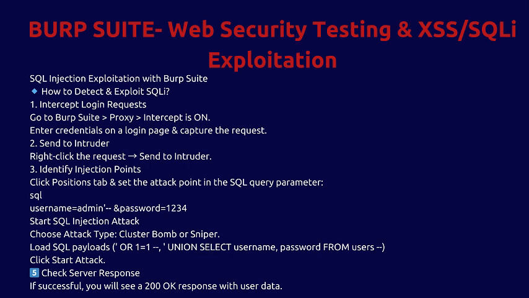Identify injection points: click the position tab and set the attack point in the SQLi query parameter. SQLi, username equals username, inverted comma, hyphen, and password equals 1234. Start SQL injection attack, choose attack type, choose cluster bomb or sniper, load the SQL payload, which we have below, then click start attack. Check server response. If successful, you will see a 200 OK response with user data.